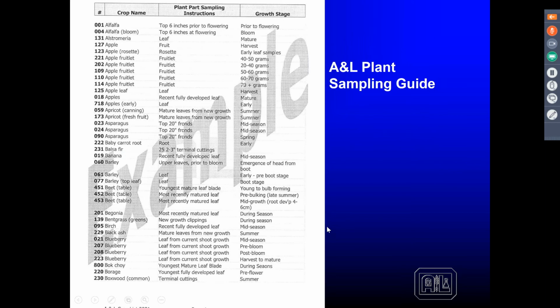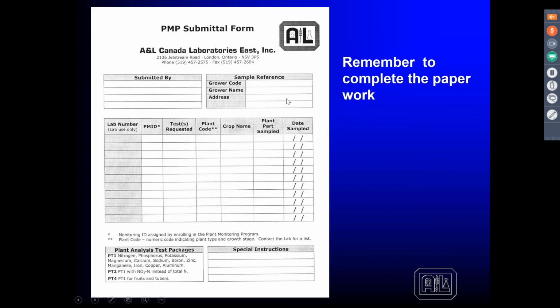Online, we have a plant sampling guide, and here you can see listed all the different crops, the stage of growth, and what part of the plant to actually select to send in for sampling, and this can be accessed on our website. Or simply, as I said before, you're always looking for the most recently matured leaf when you send it to us. Remember to do the paperwork. It's important. Our technicians don't bring every sample to the agronomist to look at this plant before they send it in. So we need you to do that bit.